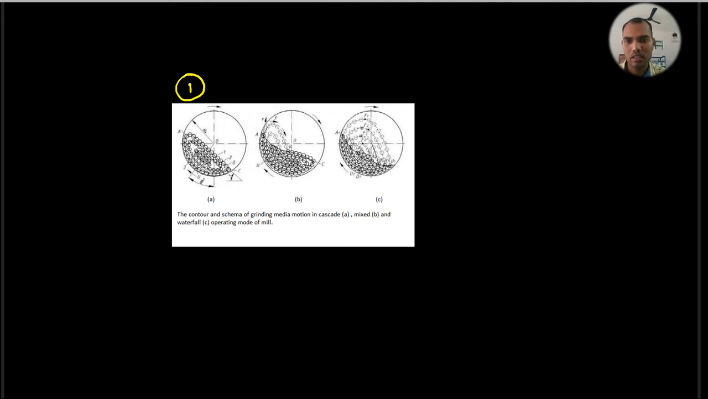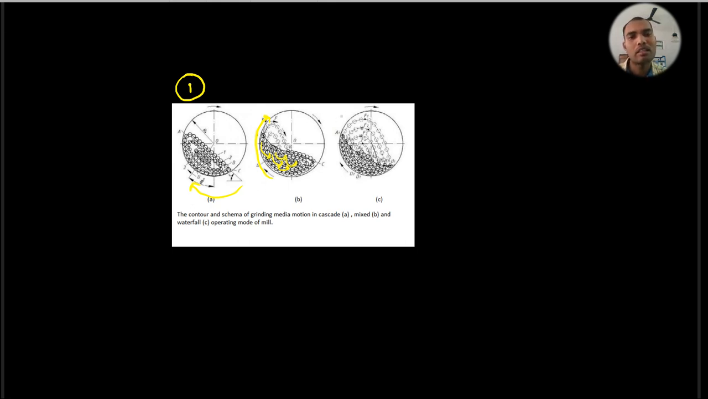As you can see, this is rotated up to a certain angle. At a certain angle, the balls will also try to rotate along with the cell, or cylindrical cell, or we can say here mixing is happening. Now when the cell rotates a little bit higher, what will happen? They will start sliding towards the bottom. This is called the water flow pattern.